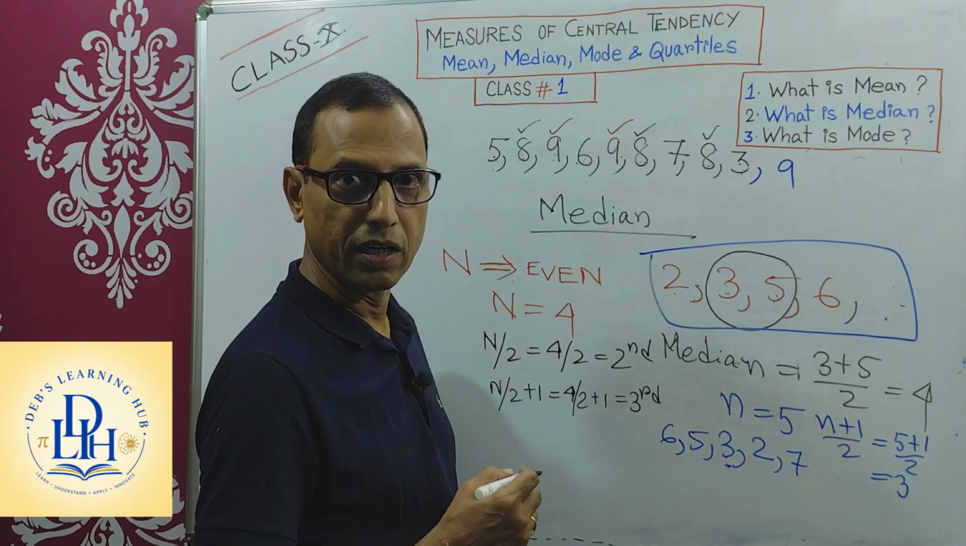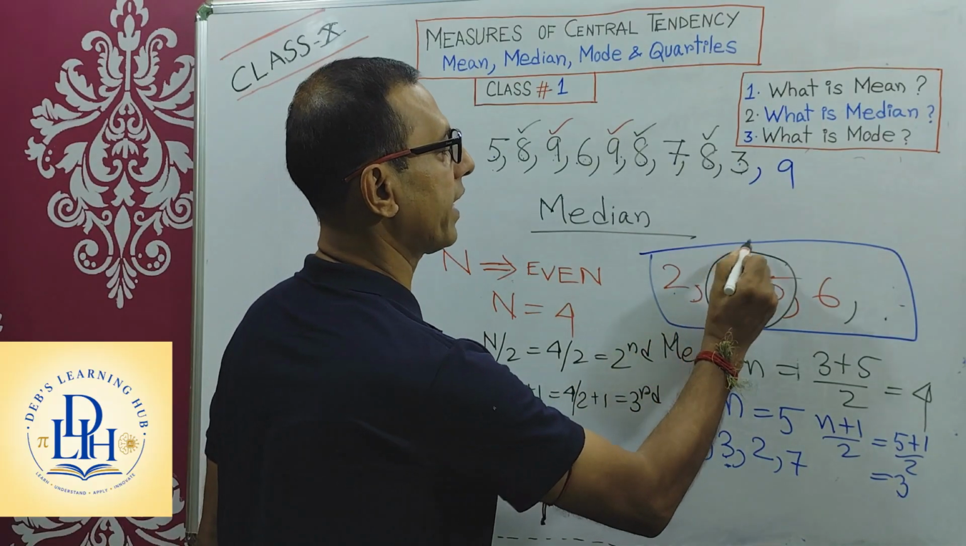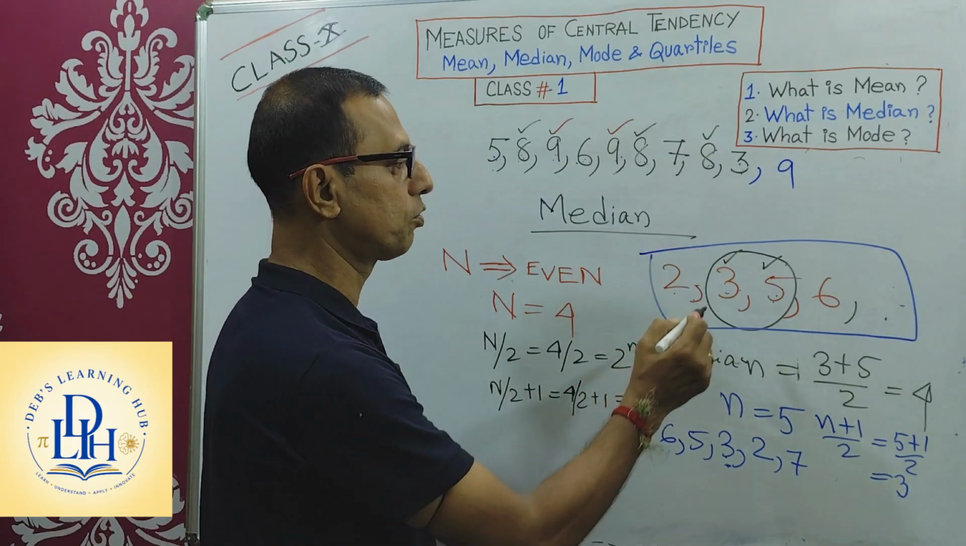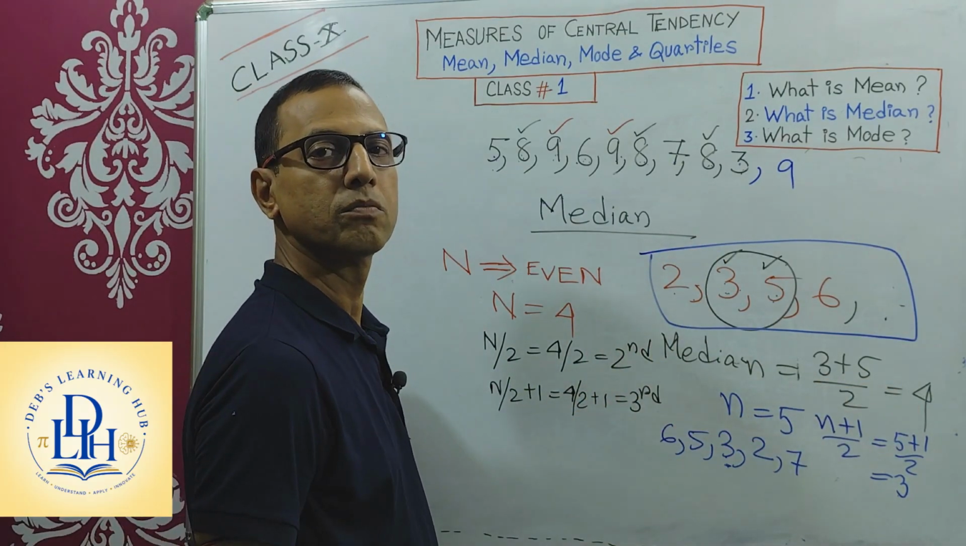So the second and third terms are the positions of the median, not the median itself. This is the second term, this is the third term. Then you need to take the average of these two. That means 3 plus 5 by 2, as I said, is 4.